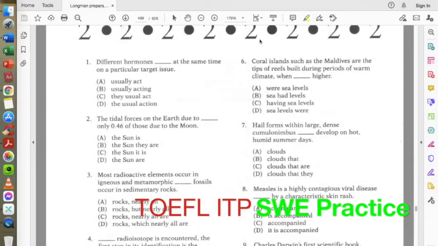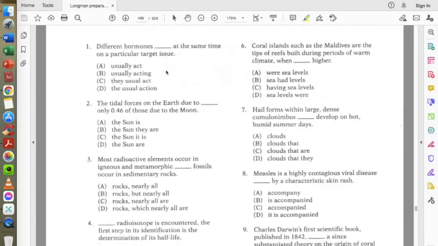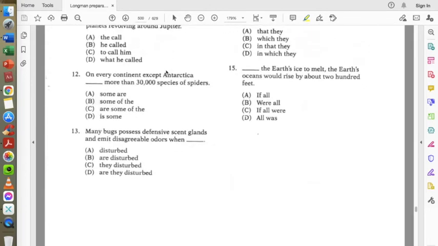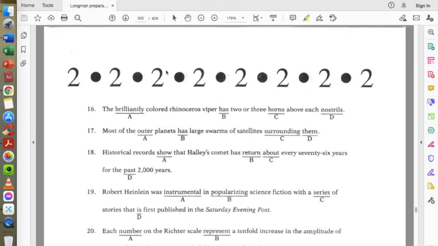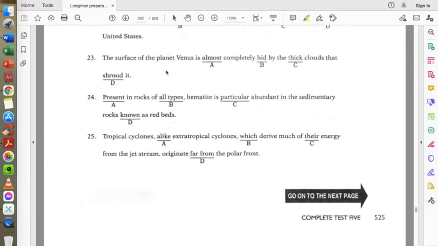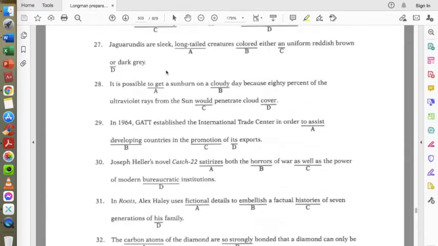Hello, in this video I'm going to work quickly through a practice TOEFL ITP SWE section practice test. That's the structure and written expression. It starts off with 15 questions, fill in the blank, choose the correct answer, and then it goes to 25 questions, choose the incorrect part of the sentence for a total of 40 questions in this section.